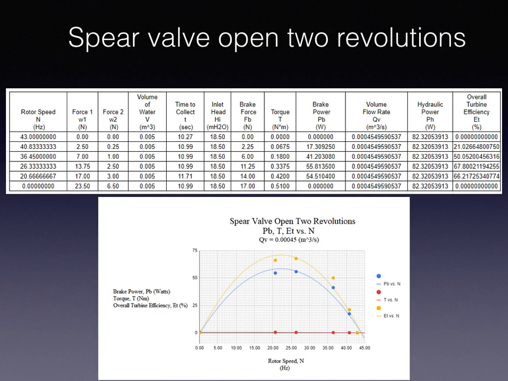Next, here's our data for the spear valve partially open. As you can tell, the graph and the data look relatively similar, because it is. However, the spear valve partially open has a higher rotor speed as shown in the first column. Also, we see that the overall turbine efficiency had also increased, which means that the braking power is too strong for the overall power, causing a significant increase in the turbine efficiency.